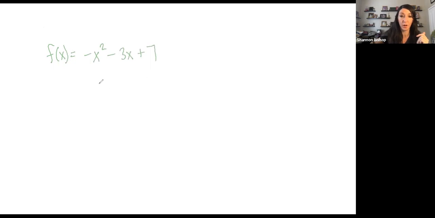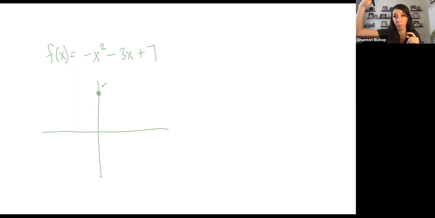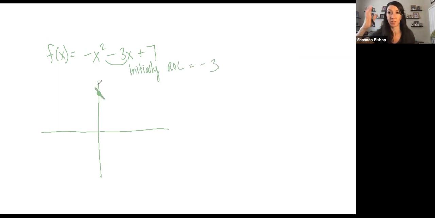Sure. Okay, so what do we know? Without even going to Desmos, what do we know? Well, I know that this parabola has a vertical intercept at +7. So it starts up there on the y-axis. What else do I know? I know that initially the parabola is decreasing. It's dropping. The initial rate of change is -3. So from that point, it's dropping. Okay, I'm starting to build a mental image.